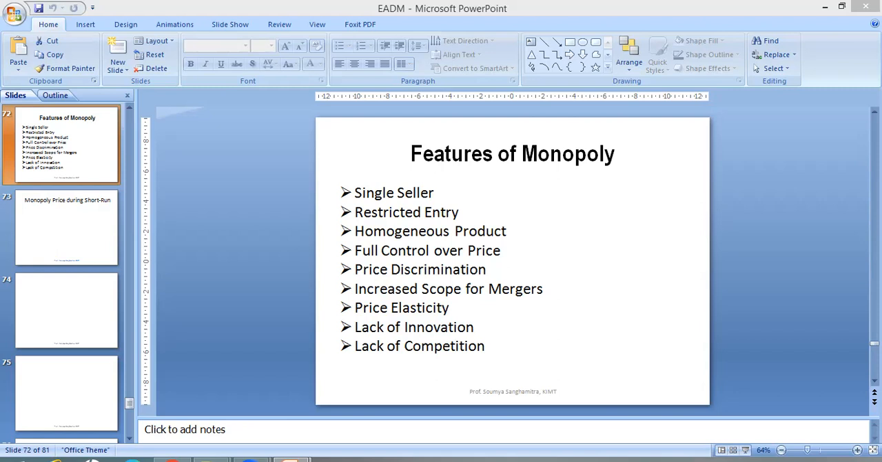This is all about our monopoly market. In the next class, we will discuss the equilibrium of the firm under monopoly, or price and output determination under monopoly market.